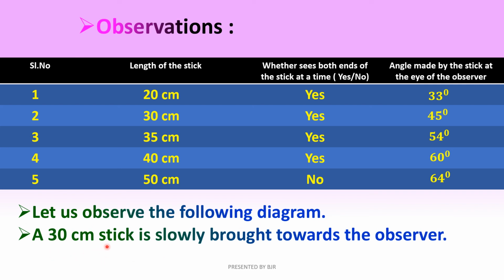A 30 centimeter stick is slowly brought towards the observer. Now here I will place a 30 centimeter long stick in front of the observer's eyes, and I will move the stick slowly towards her eyes. I will keep the stick at different positions, and I will also record her response whether she could see the whole stick or not, and I will measure the angles.